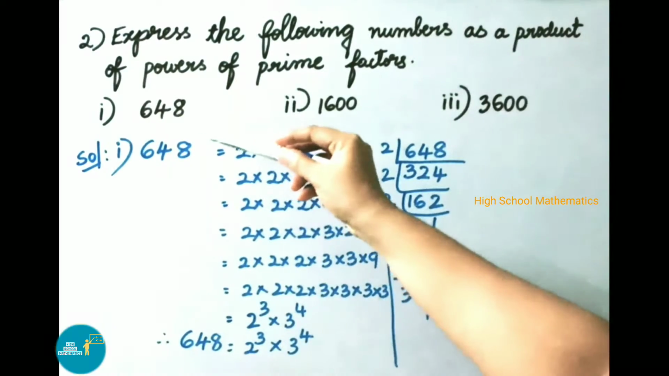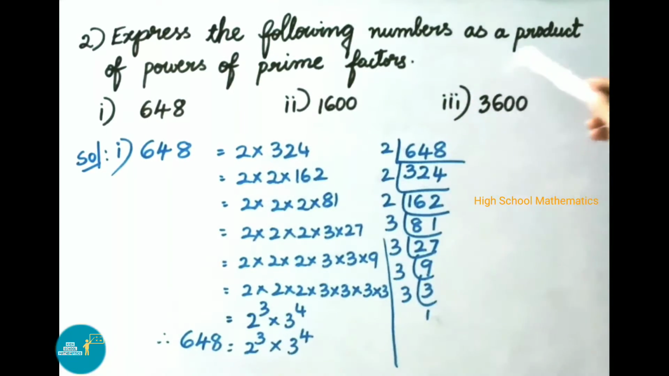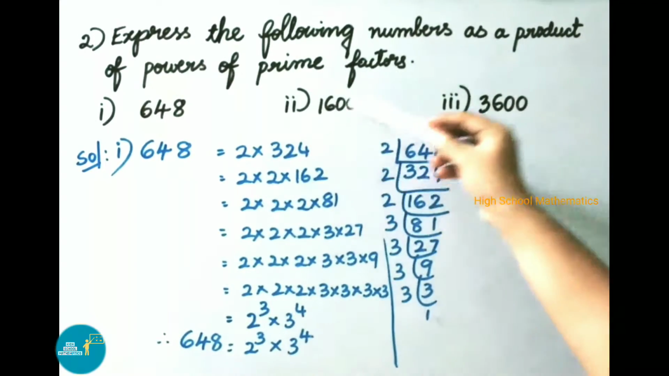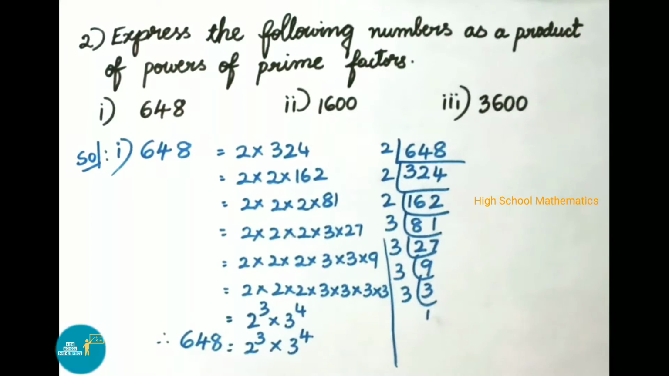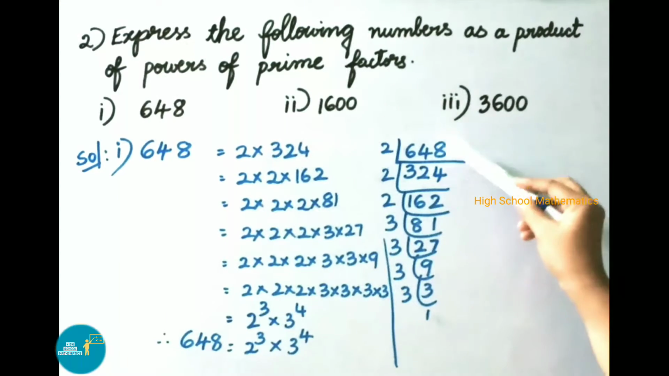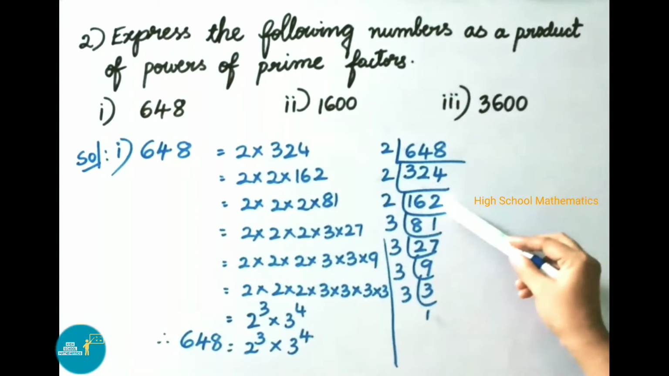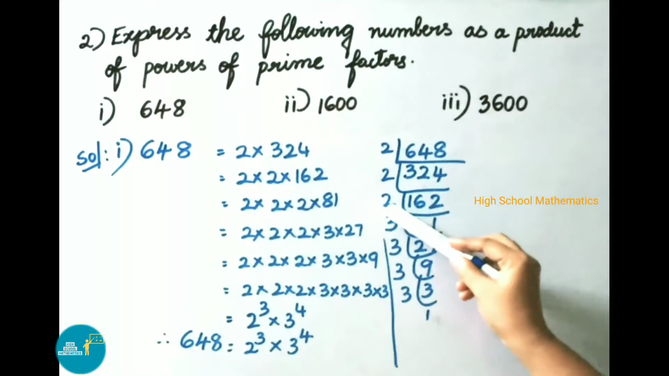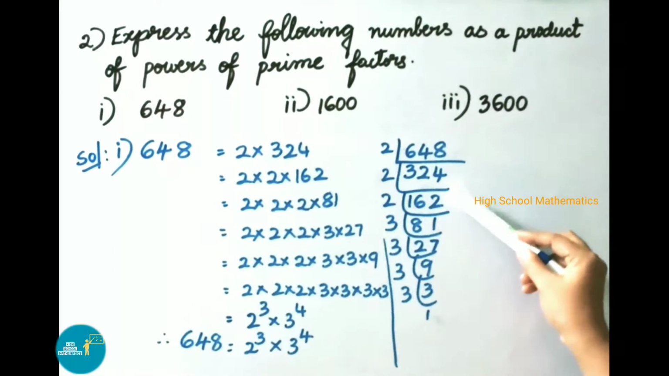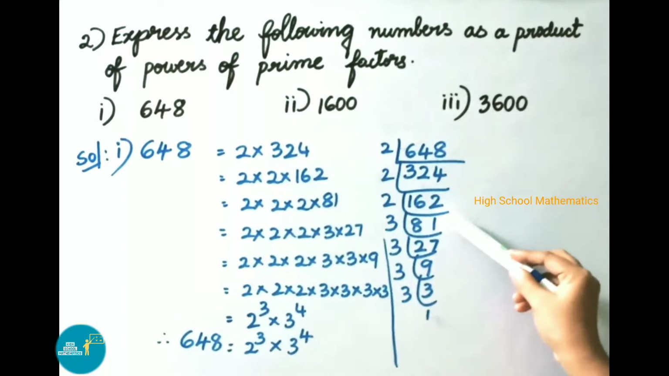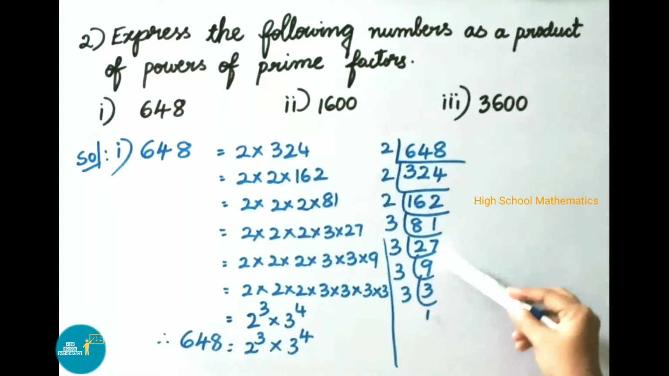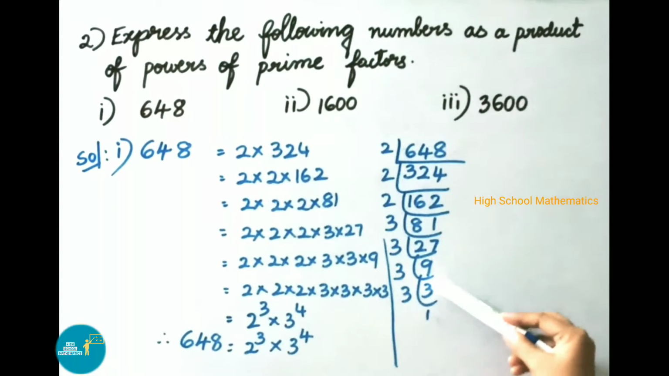See now question number 2. Express the following numbers as a product of powers of prime factors. See the first one, 648. First we have to do LCM. 2 table 324 times 648. 2 table 162 times 324. 2 table 81 times 162. 3 table 27 times 81. 3 table 9 times 27. 3 table 3 times 9, 3 table 1 time 3.